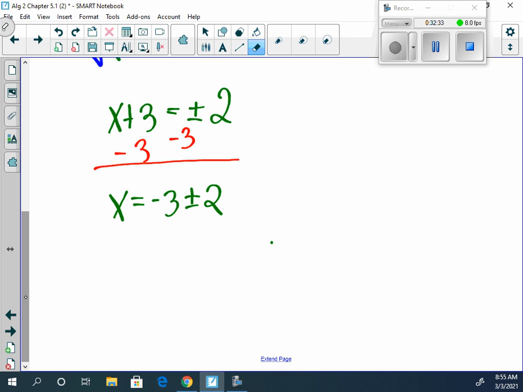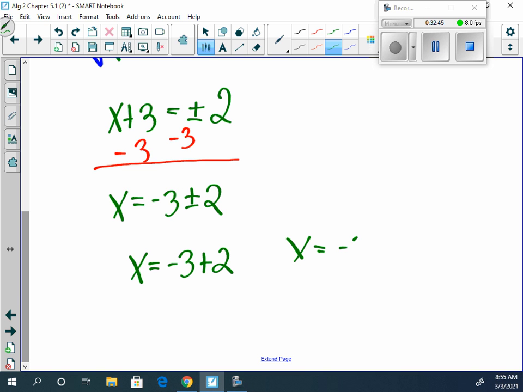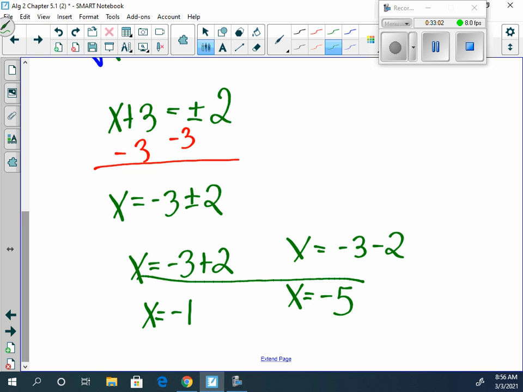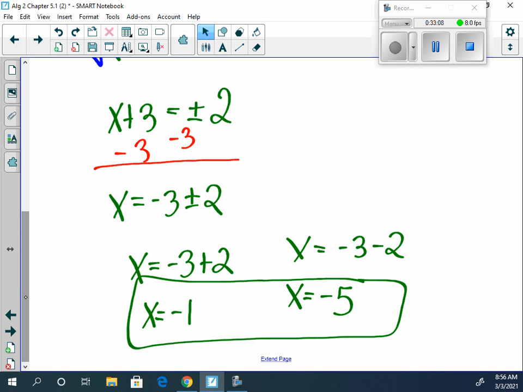Well, wait a minute. Can I simplify that further? Well, yeah. Since we don't have radicals, I can actually do negative 3 plus 2 and negative 3 minus 2. Well, negative 3 plus 2 would be negative 1, and negative 3 minus 2 would be negative 5. And both of these will work. That's it.